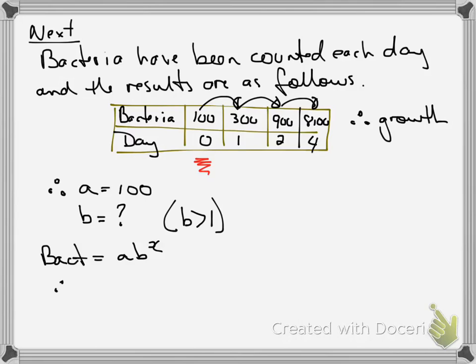So, we know A is 100 because of the simple fact that day equals 0. It's the start. Now, how do we find the value of B? Now, I'm going to go to another page here. So I'll just rewrite it. And so we had bacteria equals AB to the X.